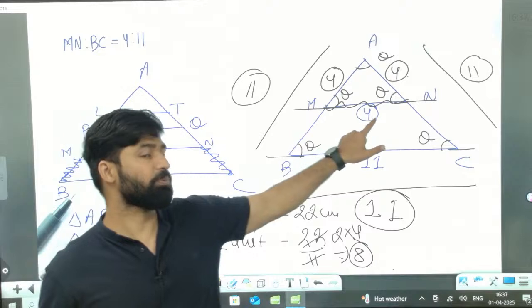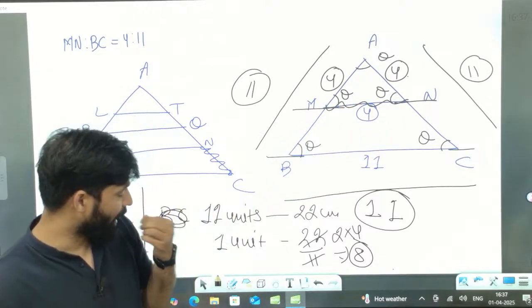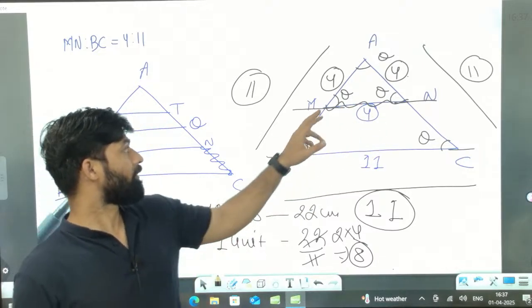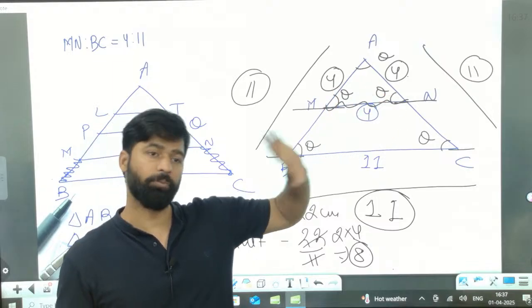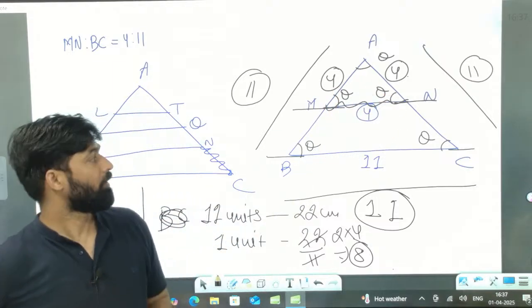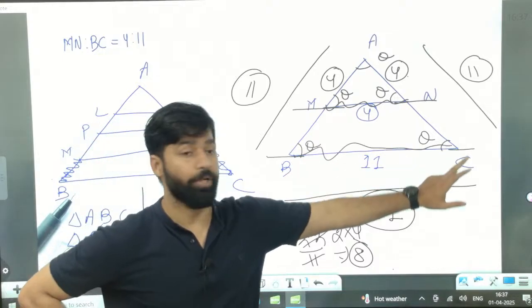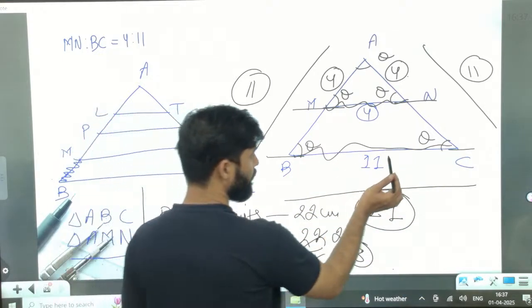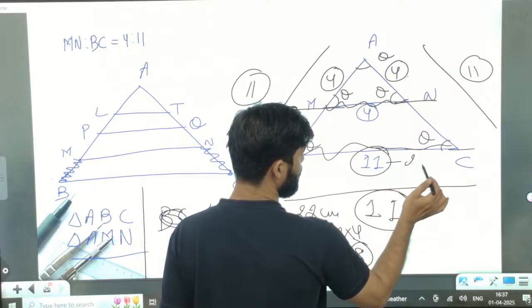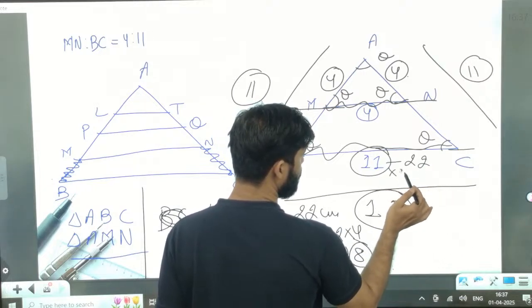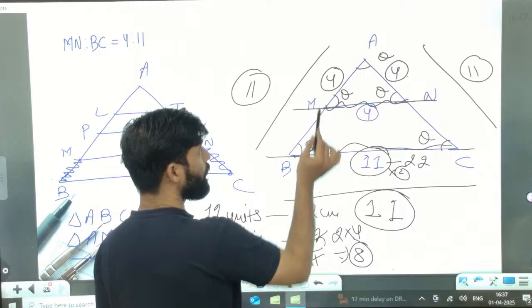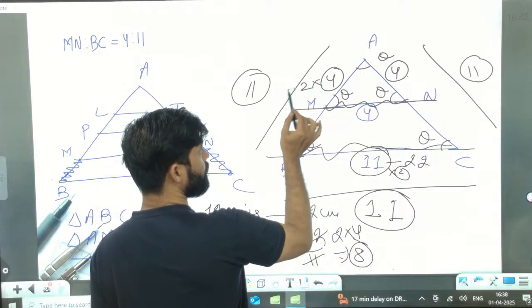If this length is 4, then AMN is an equilateral triangle. So this has to be 4, and this has to be 4, because all the sides are equal. And this length is 11 units. The value of these 11 units is given as 22. So what will the value of 1 unit be? 11 into 2 is 22. So we have to find this one: 4 into 2, that is 8.